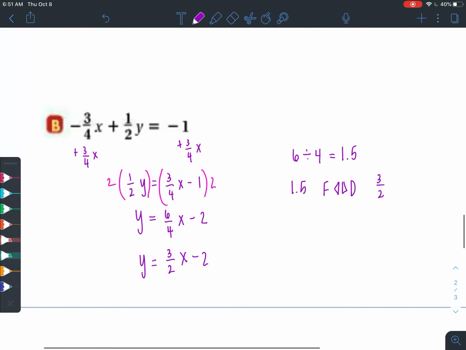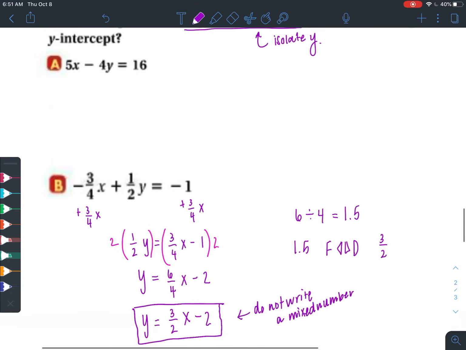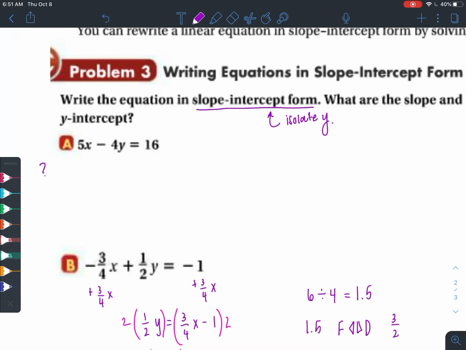Okay, so here is what that looks like when you are finished. And we don't want to write a mixed number. Do not write a mixed number, because then our equations get confusing. Okay, go ahead and try this next one on your own.